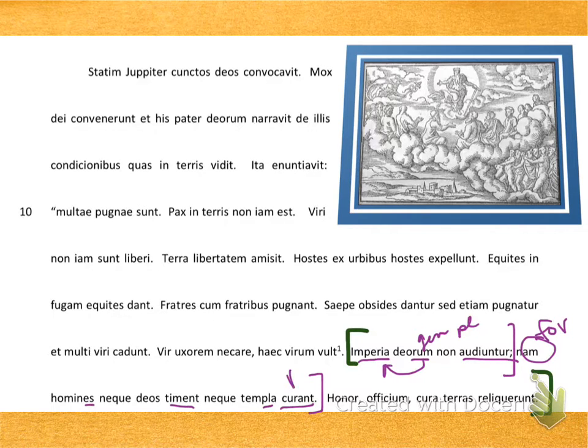It's in the present tense. And I notice that the ending, nt, means that the subject is plural. Deos cannot be the subject because os is definitely an accusative plural ending. So curant has to have a plural subject, which could be either homines or templa.